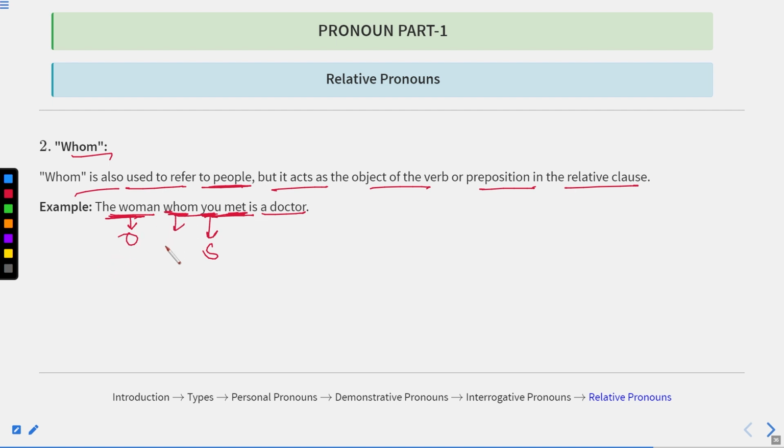Now, if in a sentence we are writing the object before the subject, okay, there the relative pronoun to be used is whom. This is actually the difference between who and whom.